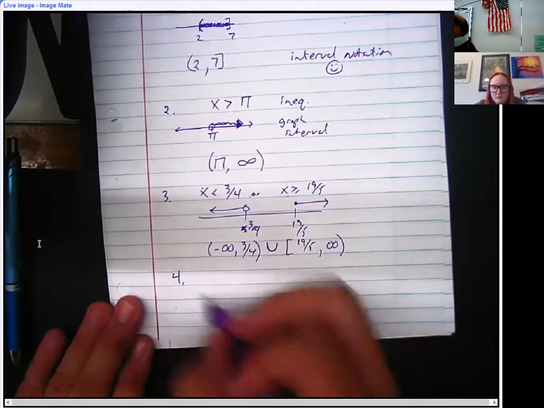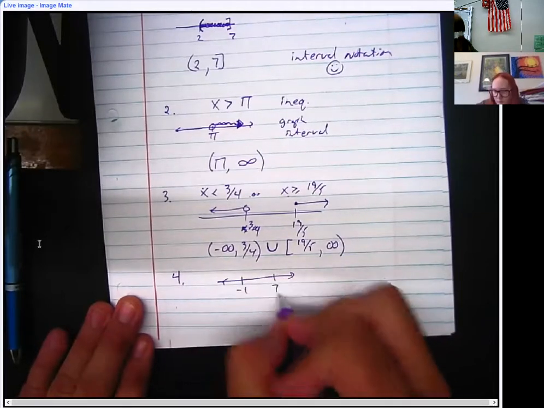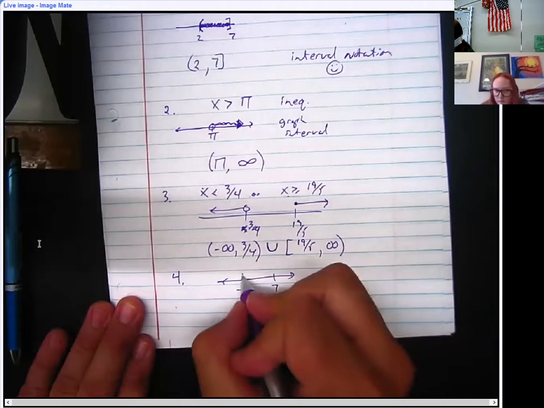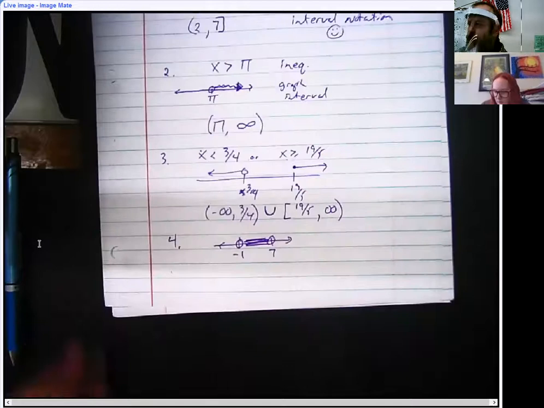So the last one is one for you to do. I'm going to provide you with a picture. And I'm being lazy. I gave you super nice numbers, just -1 and 7. And there's my picture. Can you write that as an inequality? And can you write that as an interval for me?